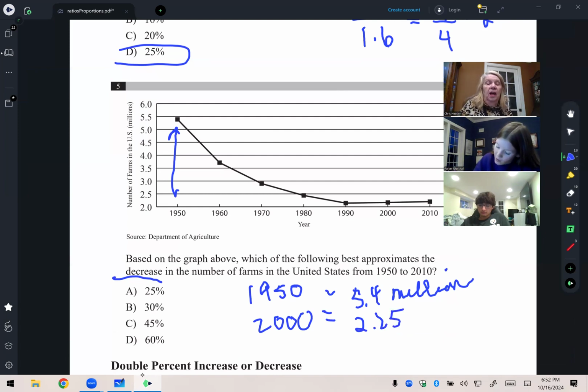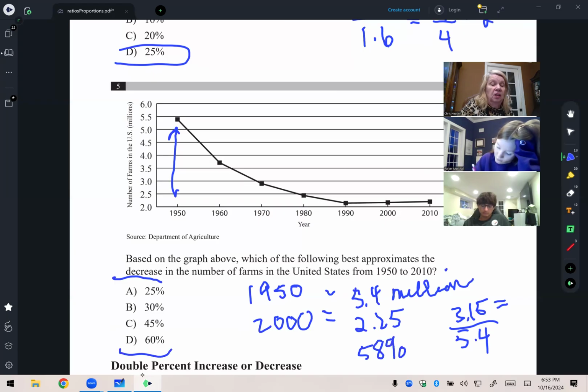Okay, so we want to take the amount of the decrease, which would be 3.15, over the original, the 5.4. And that gives 58%, but it gets us close enough. They know you can't get it exact, so it'd be about 60%. Yeah, the only one we're close to is D. Is that good? Everybody follow that, over the original? Good.